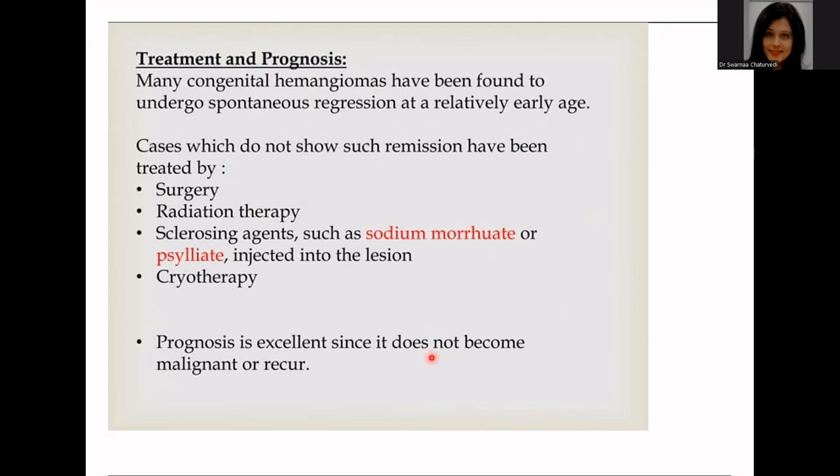If we look at the treatment, how to go about it: they have been found to undergo spontaneous regression at a relatively early age. Cases which do not show such remission should be treated by surgery, radiotherapy, cryotherapy, or sclerosing agents like sodium morrhuate or silicate can also be injected into the lesion for good result. Prognosis is excellent, and rarely or maybe never do they turn to malignancy or recur.